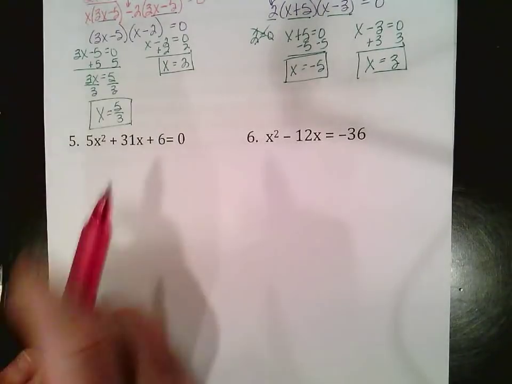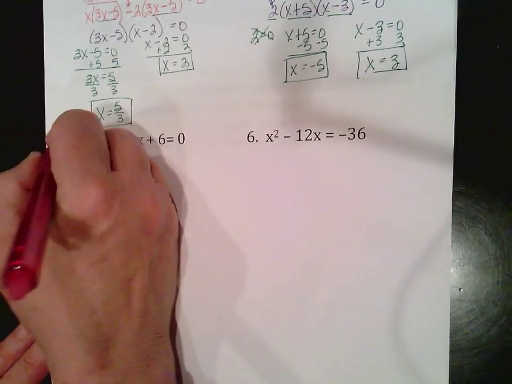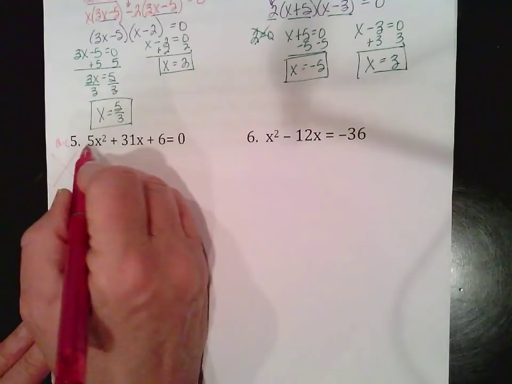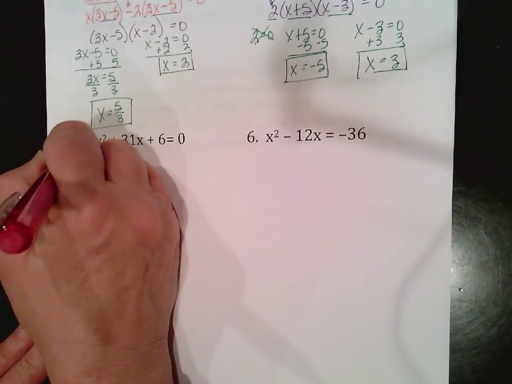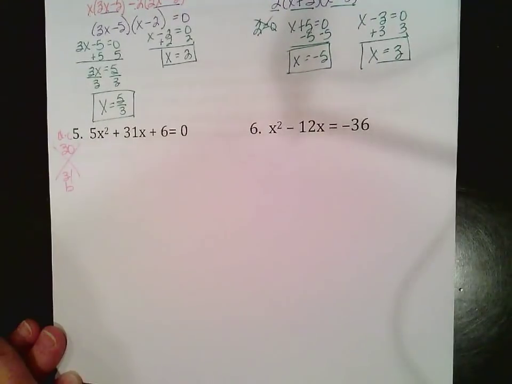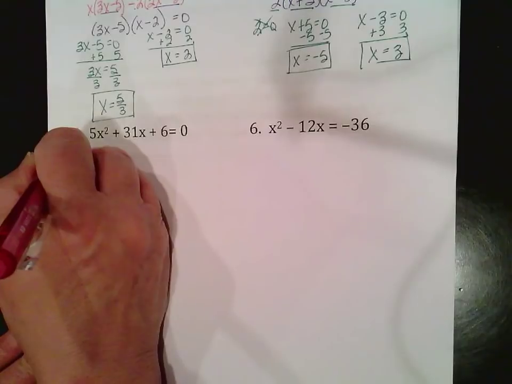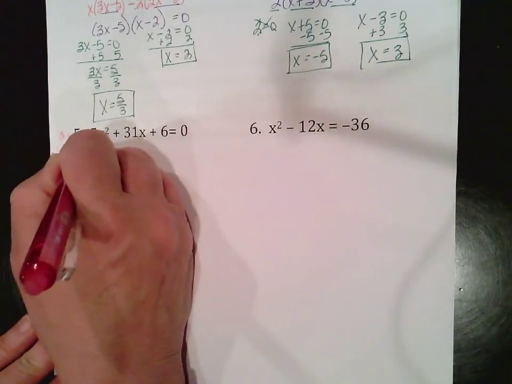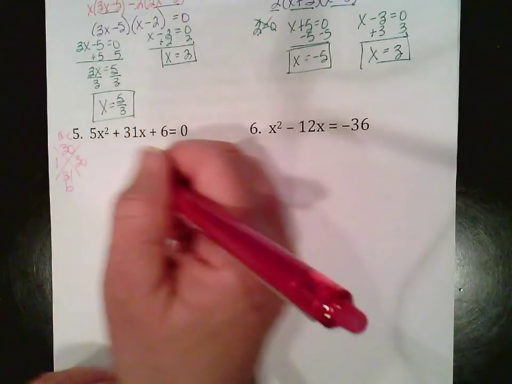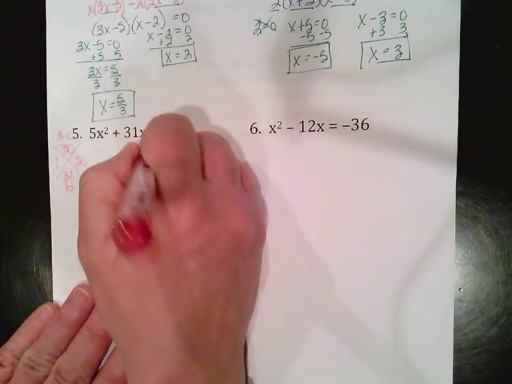I look at 5 and 31 and 6, and I do not have a common factor there. So I can go straight to split the middle. My a times c is my 5 times 6, which is 30. My b term is 31. So the numbers that multiply to be 30 and add to be 31 are 1 and 30. That multiplies to be 30 and adds to be 31. So that's what I'm splitting this middle term into. Those are my new coefficients.